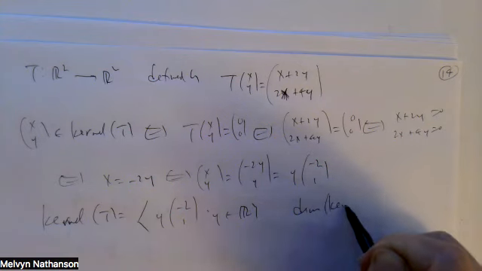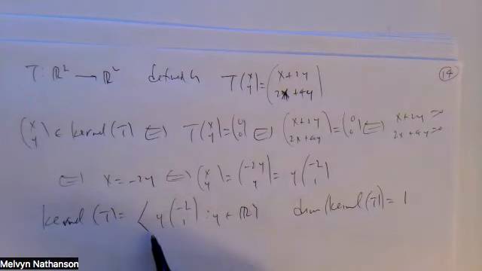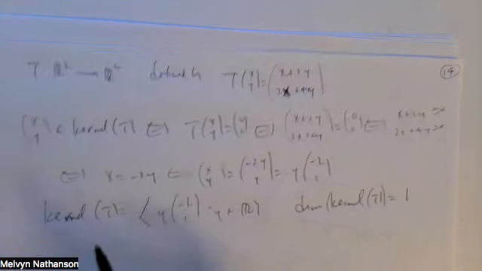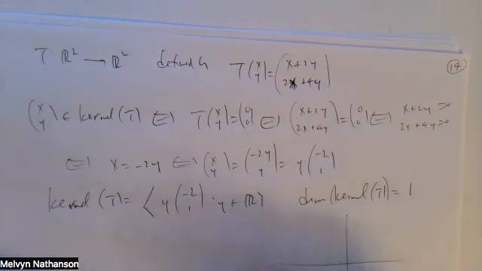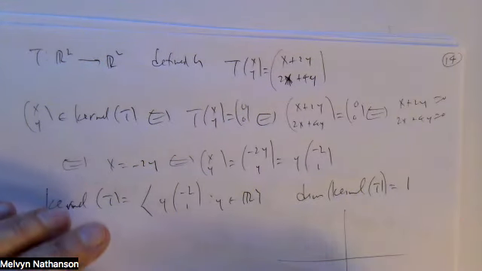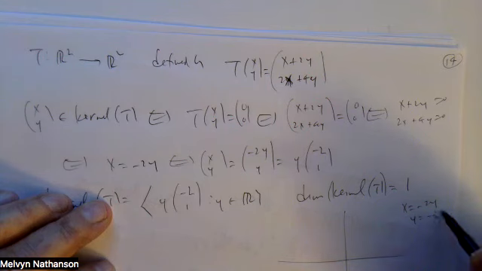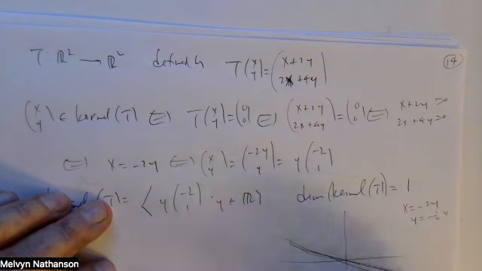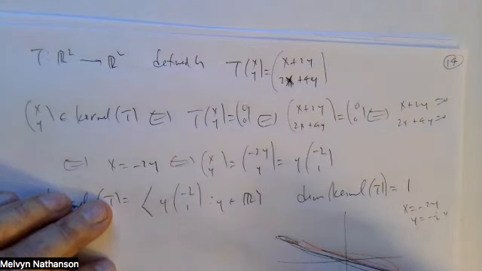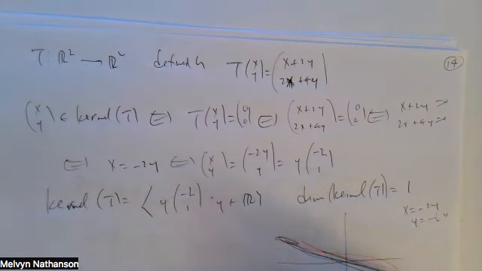So the dimension of the kernel of T is 1. This is a one-dimensional vector space. It's all scalar multiples of this one non-zero vector. So let's draw a picture. The kernel is all vectors where x equals minus 2y, or if you like, y equals minus a half x. That's a line through the origin with slope minus a half. So this line is the kernel of T. Something gets mapped to zero if and only if it's on this line.